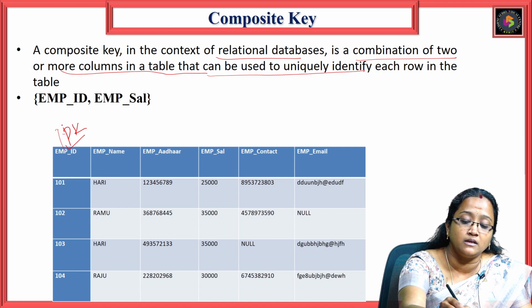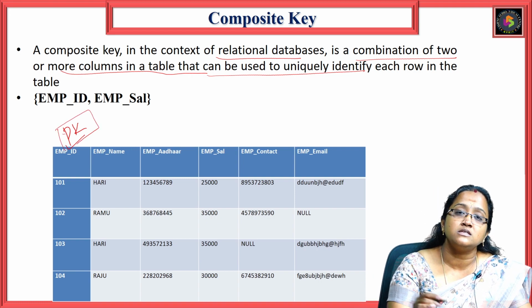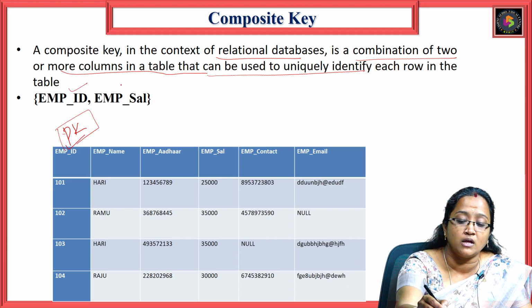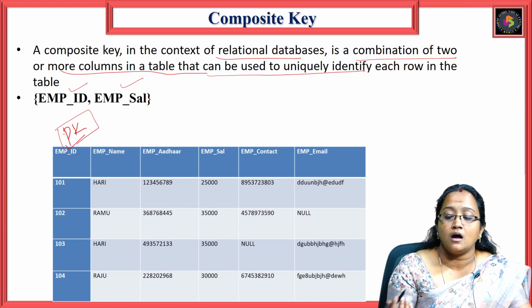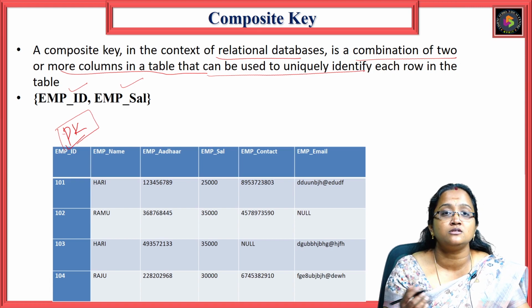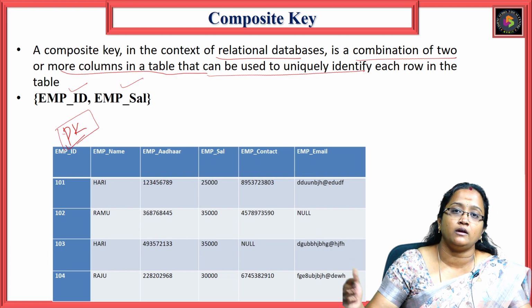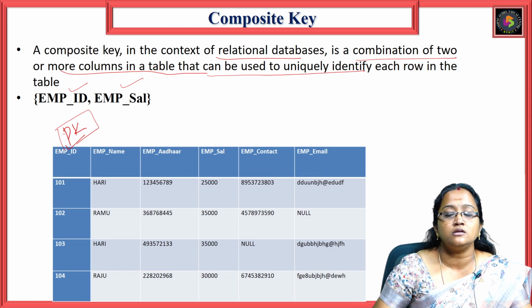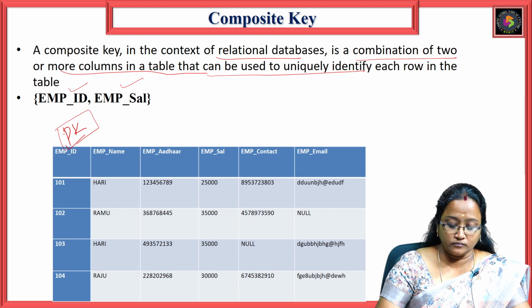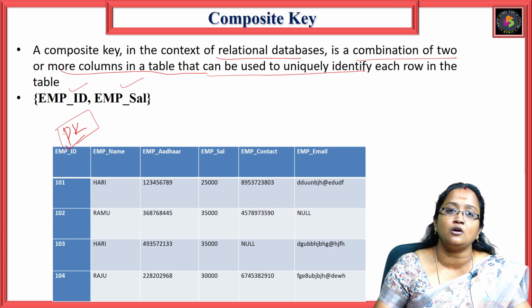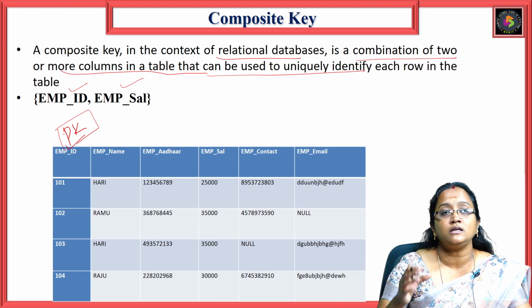Here we are taking the primary key as the main one. Simply we can say it is a primary key followed by any number of other columns. So here I have taken employee ID, employee salary. We can take employee ID, employee contact, employee email. So a primary key followed by any other column or any other attribute name is called a composite key. So primary key plus multiple columns is called a composite key.